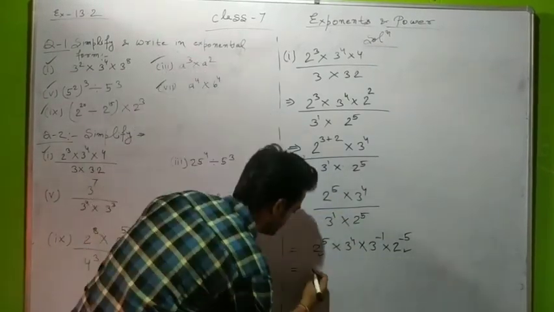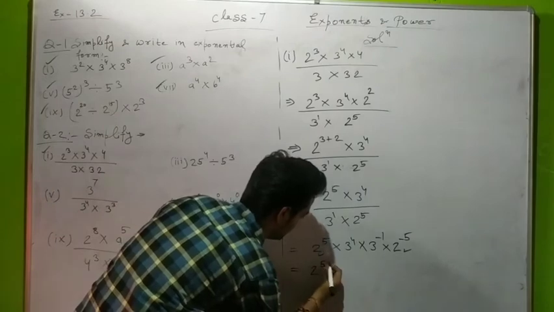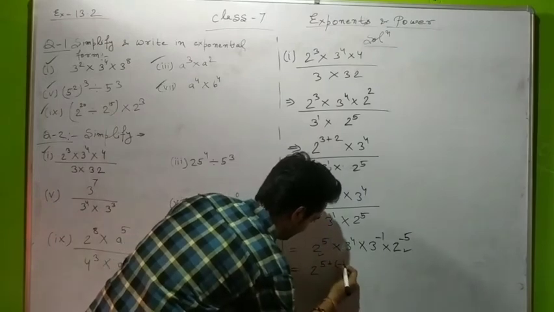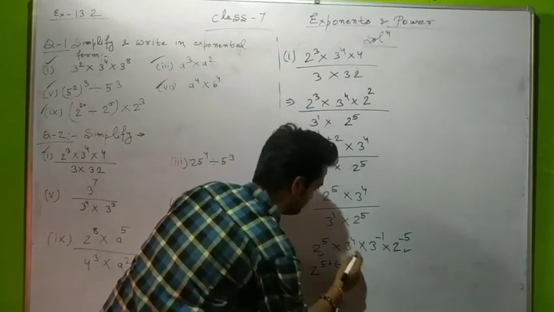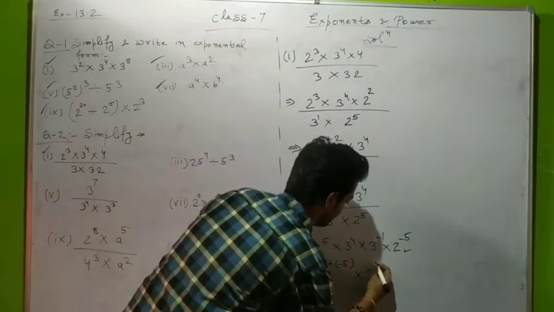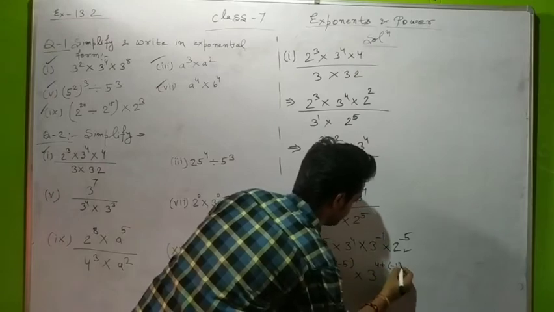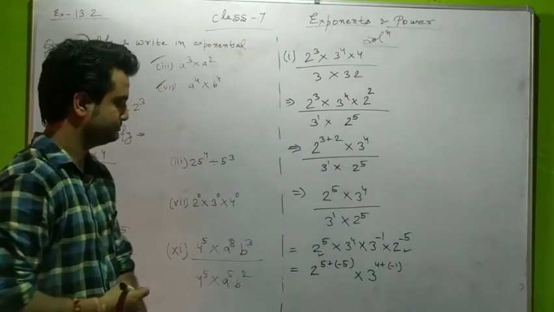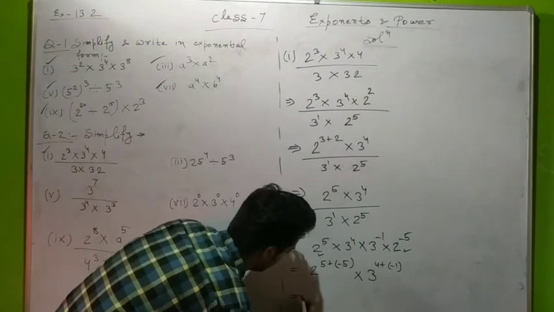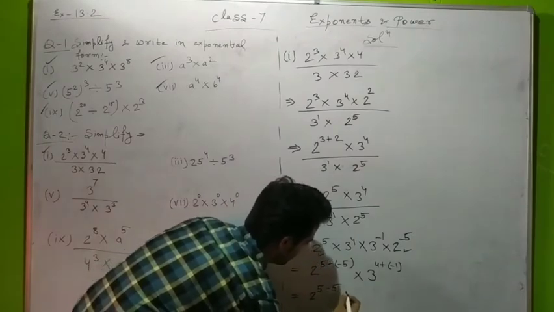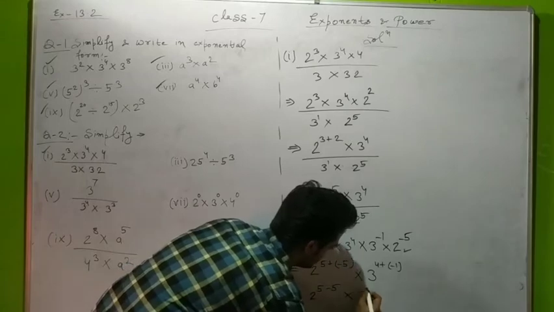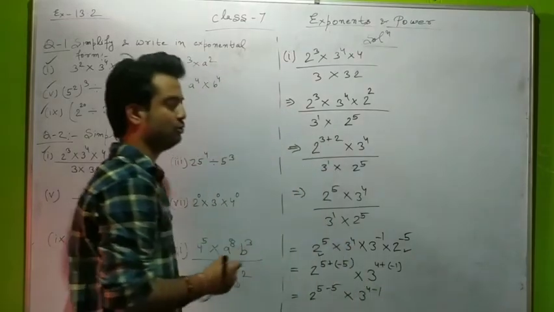So we can write it as 2 raised to the power 5 plus minus 5, into 3 raised to the power 4 plus minus 1. On opening the bracket, it becomes 2 raised to the power 5 minus 5 into 3 raised to the power 4 minus 1.